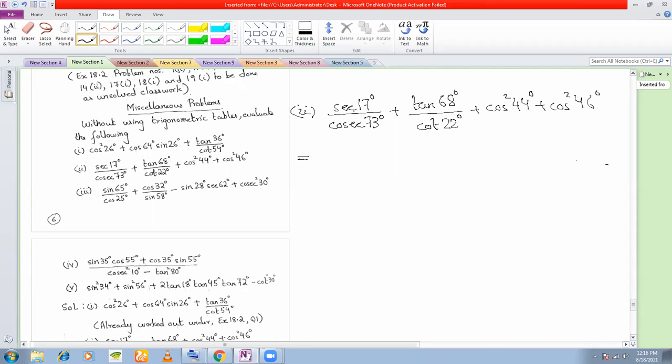Now, very interestingly, you see sec by cosec. Sec can be changed to cosec. And what you also see is that the sum of these two angles is 90 degrees. So you can change either one of them to sec or cosec. So we keep the numerator as it is. We change cosec to sec: sec of 90 degrees minus 73 degrees. Plus, again, you see tan by cot. You know that tan can be changed to cot. And what you see is 68 plus 22 also adds up to 90 degrees. So numerator we keep as it is, and the denominator cot, we change this to tan.